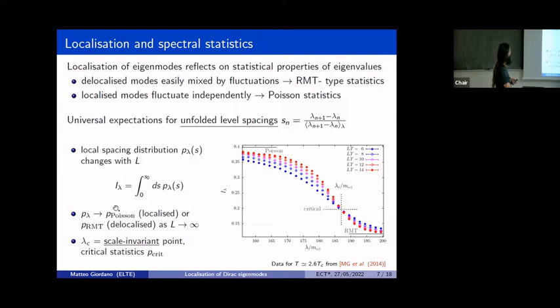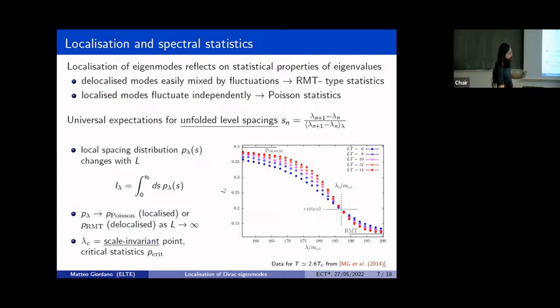So you measure this integrated probability distribution of the unfolded level spacing in small spectral bins, and then you scan the spectrum. And this is what you observe. Here, in the region where modes are extended, this quantity tends to the expectation for a random matrix theory. And the bigger the lattice, the closer you get to the random matrix theory expectation.